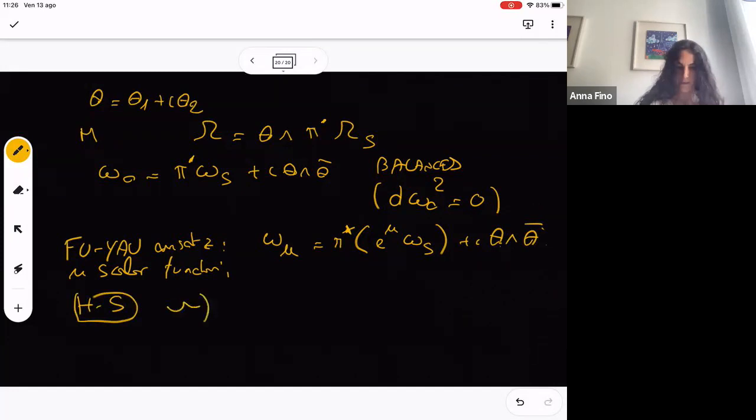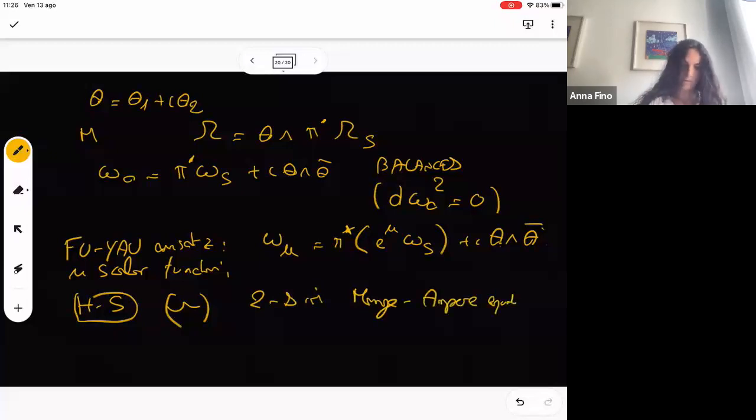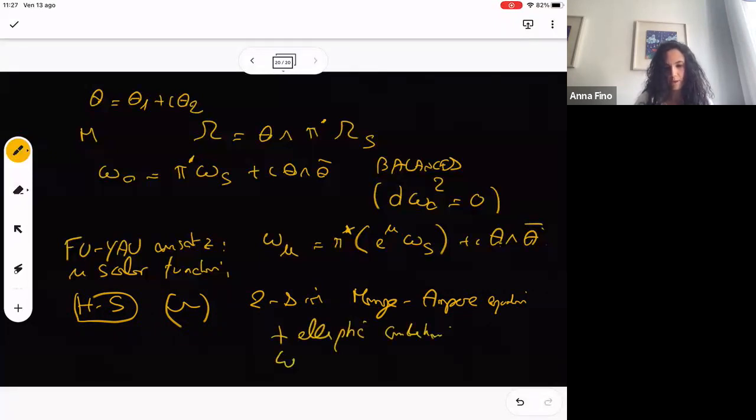And then the other part is to write down the whole Strominger system, the third equation. You write it down essentially as a two-dimensional complex Monge-Ampère equation with gradient terms, two-dimensional because you are on S. And of course, you will have this equation plus an ellipticity condition that ensures essentially that omega_u is still positive, so it gives you a Hermitian metric.